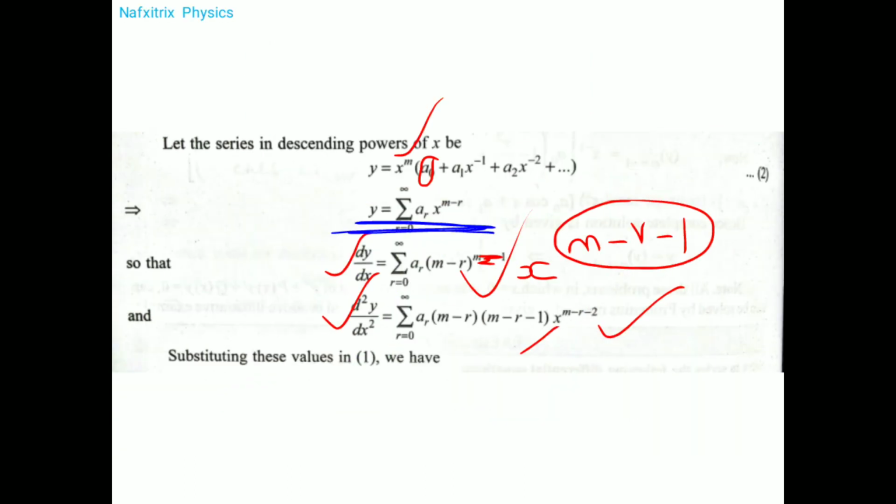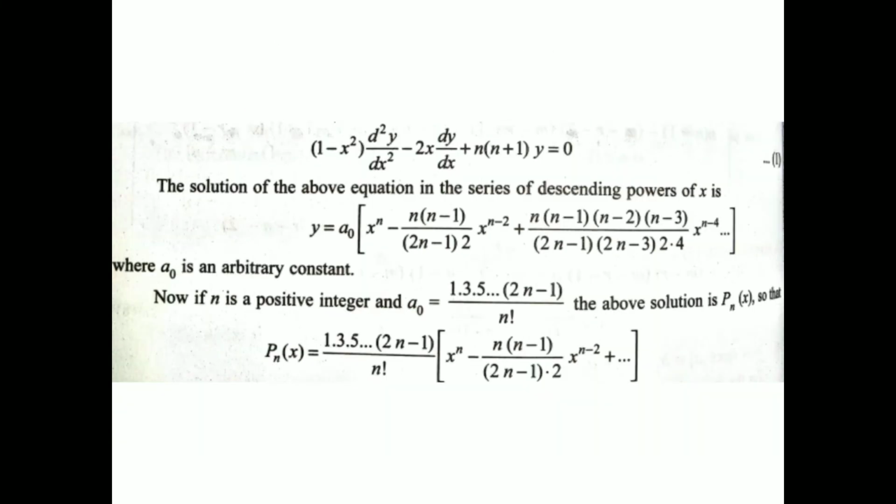Likewise, the value of y is nothing but the sum of a r x power m minus r. So this is a naught into x power m, a1 into x power m minus 1, a2 into x power m minus 2. So x power m is x power n, with r plus 2, and the a1s are 0. Based on this, we are just substituting. If we substitute based on the first case, we get this equation. So this is the solution of the first kind, like Legendre.